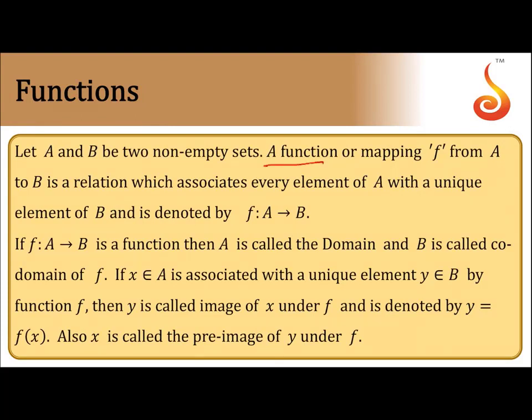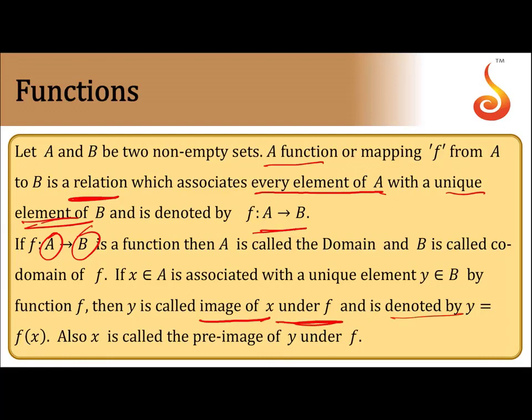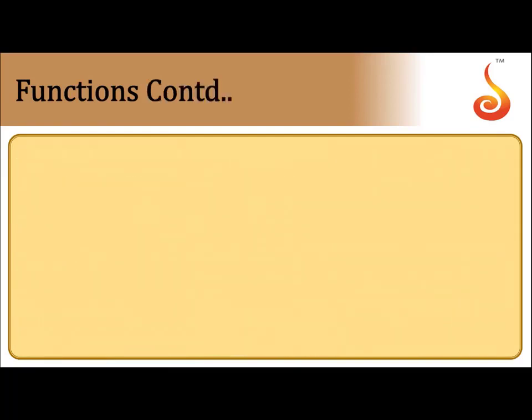Coming to the function now. A mapping defined from set A to set B is nothing but a relation where that mapping relates every element of A with a unique element of B. That's how we define the function here. The first set is called the domain, the second set is called the codomain of the function. And y equals f of x is the image of x under f, and x is called the pre-image of y under f.